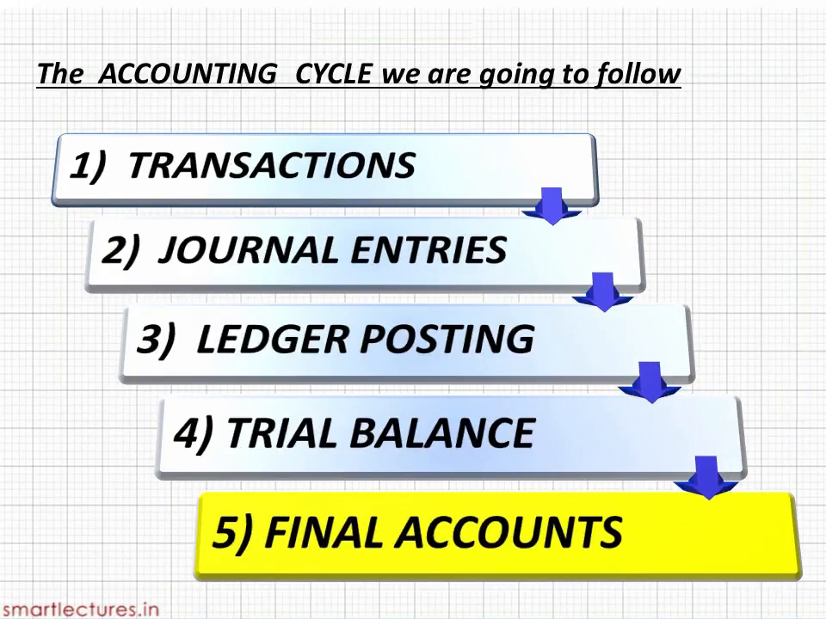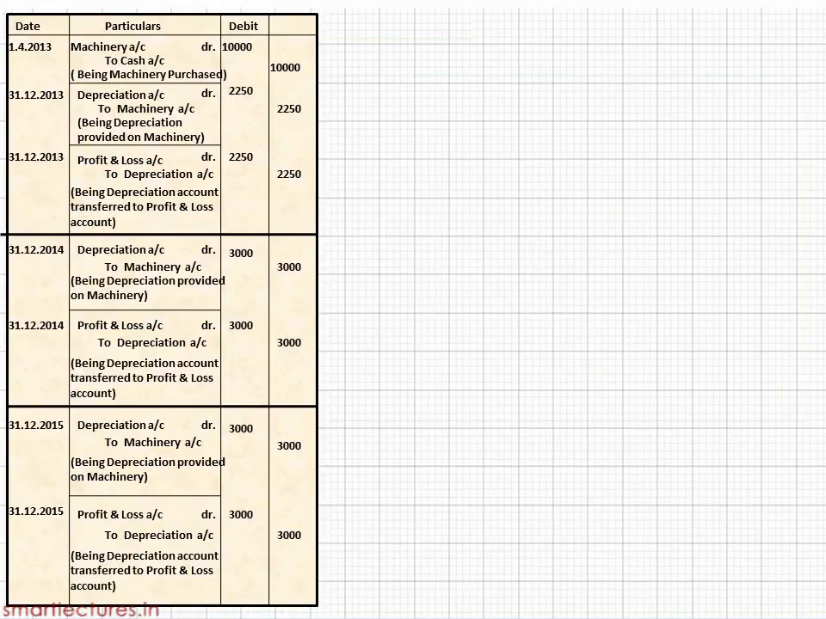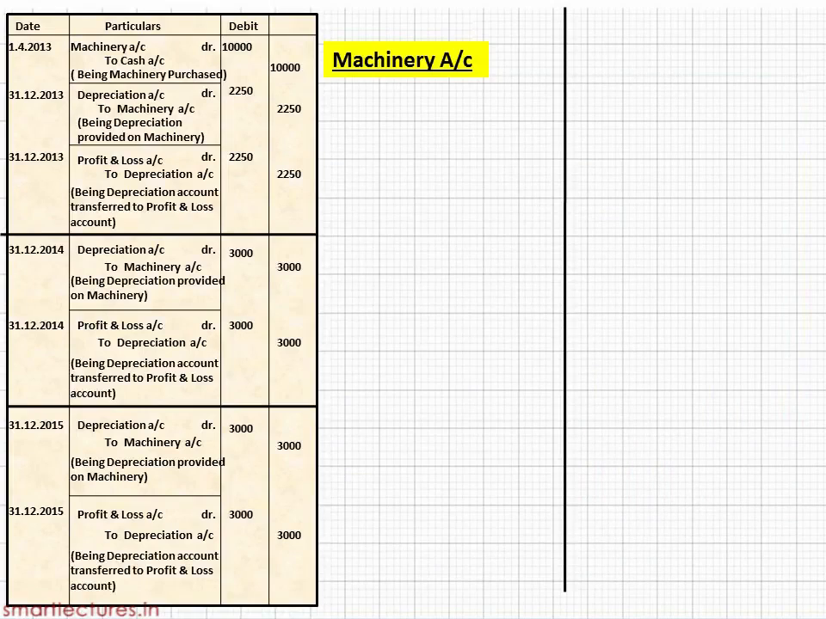Let's take the previous question, and I'm going to make two accounts, machinery account and depreciation account. Mainly two accounts or ledgers are involved in all these journal entries. So first of all, I strongly recommend you to make the machinery account. On the basis of journal entries, I will make the machinery account.